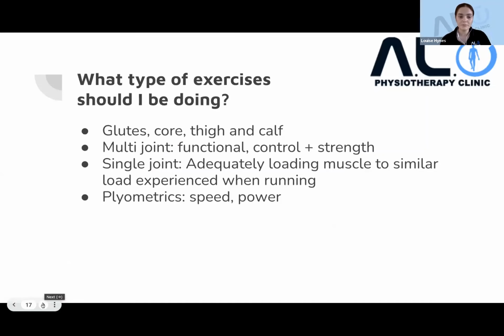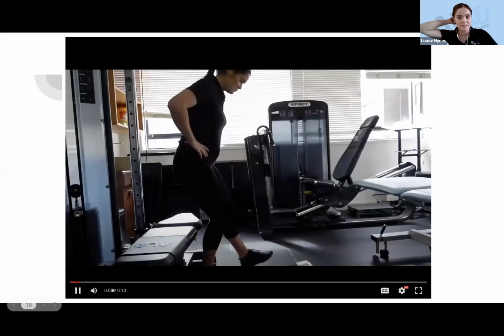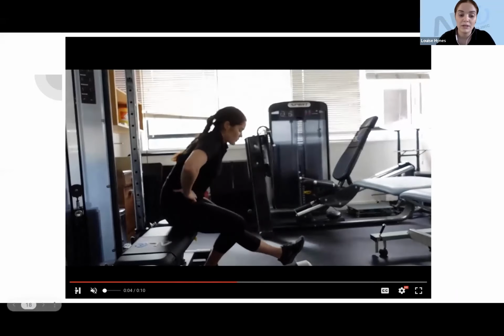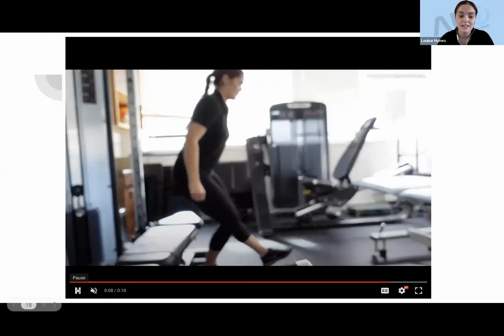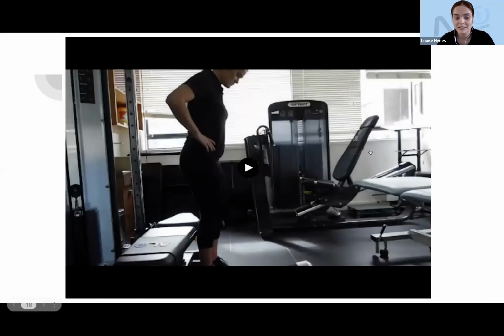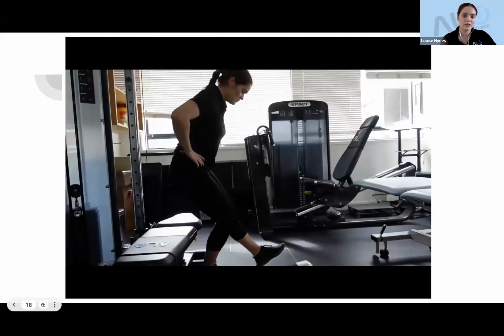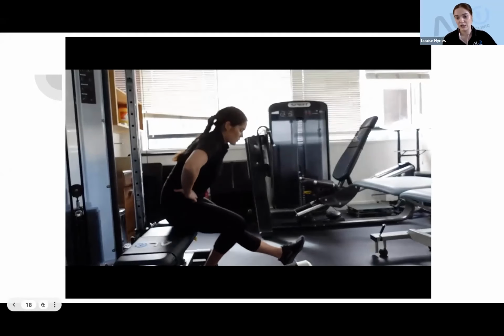So the first video is an example of a multi-joint exercise. This is a single leg squat. Here we're using our hips, our ankles, our knees. It's a really nice functional exercise that also works on control as well as strength. However, you might find that here we're using a bit more glutes and thigh. We're not really loading the calf.